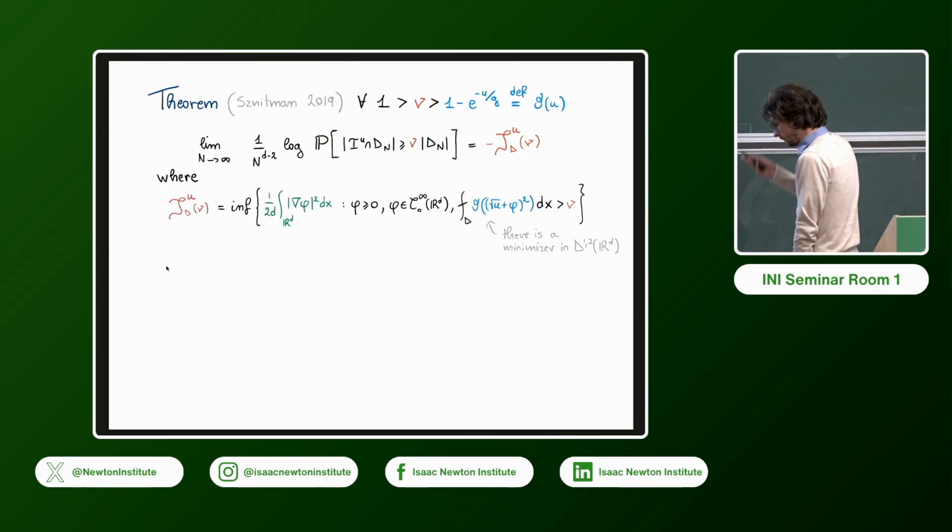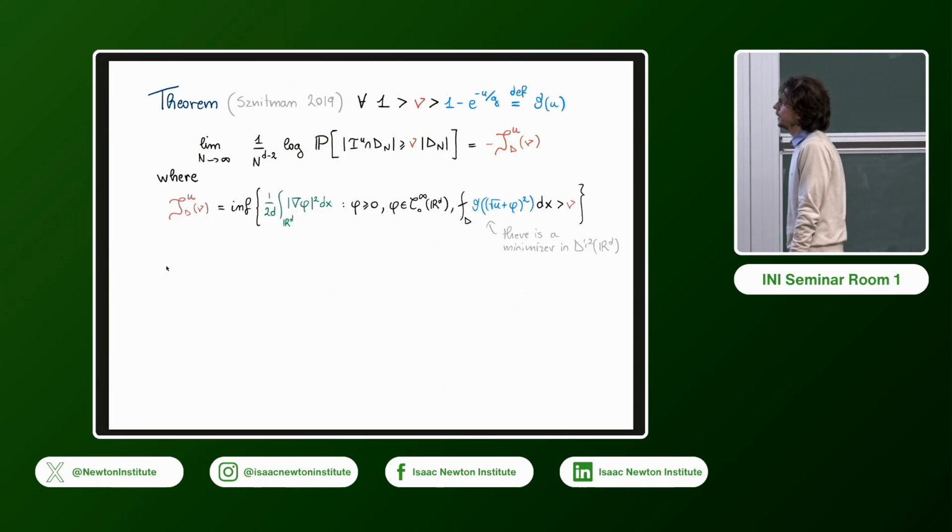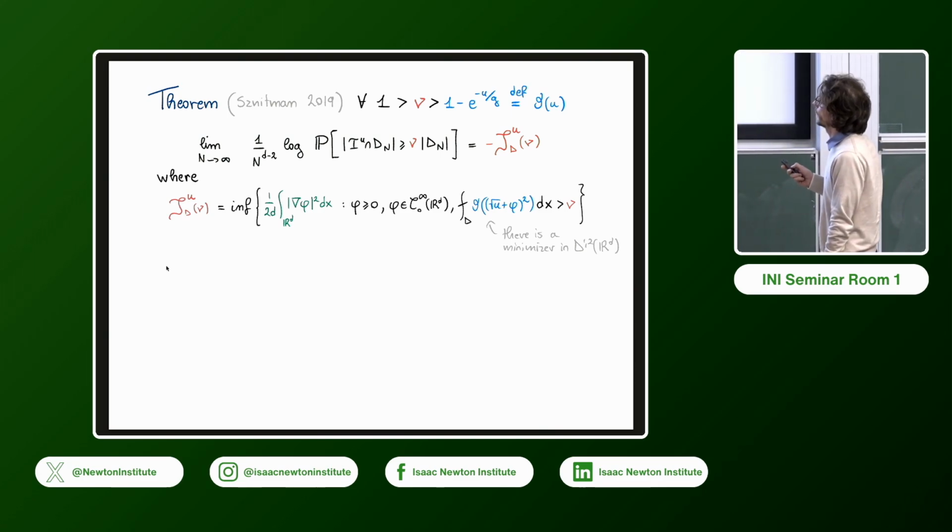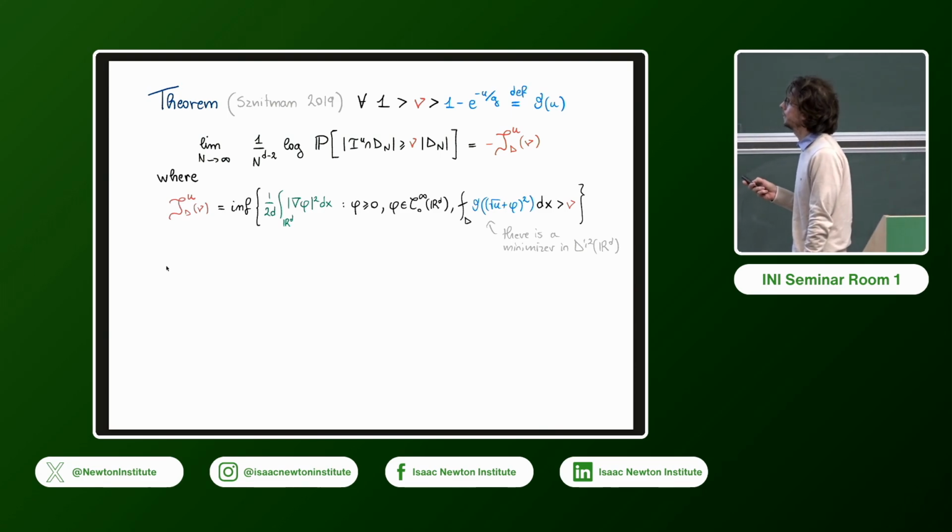Okay, this is a theorem by Sznitman, from 2019. It is a nice theorem because you get the exact asymptotics for this rare event. So take any fraction bigger than the average density of random interlacements inside the set D_n. I call this function theta of u.